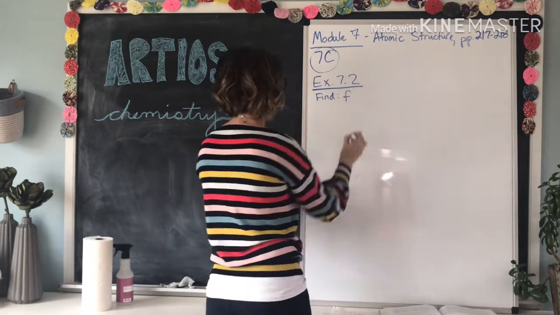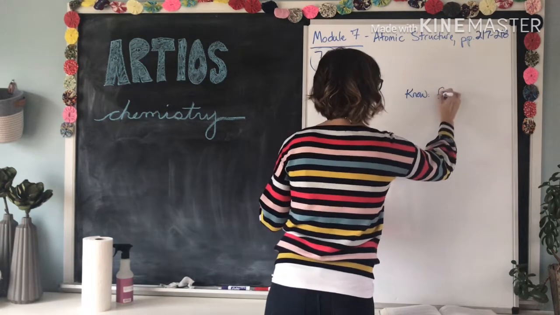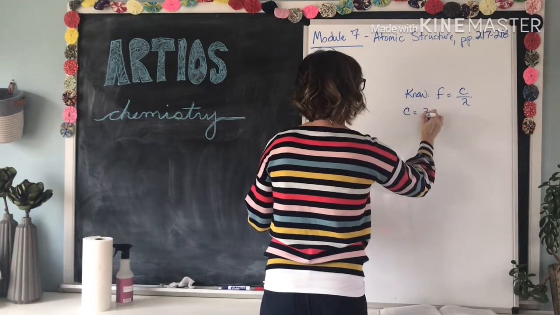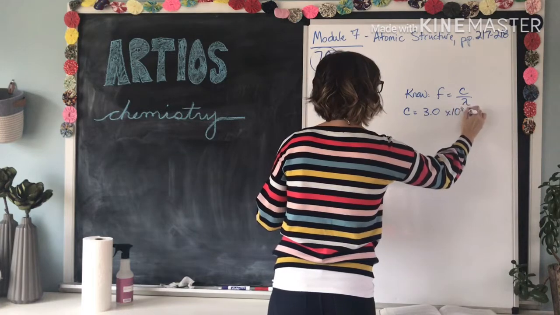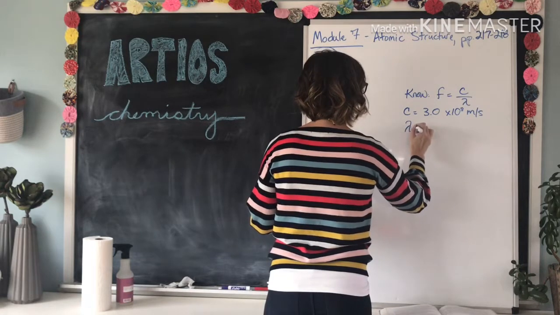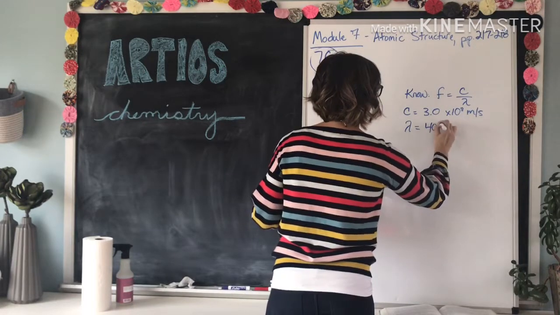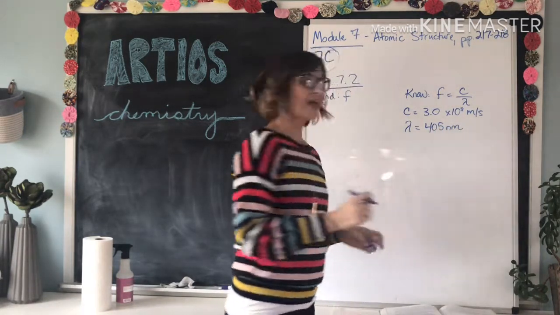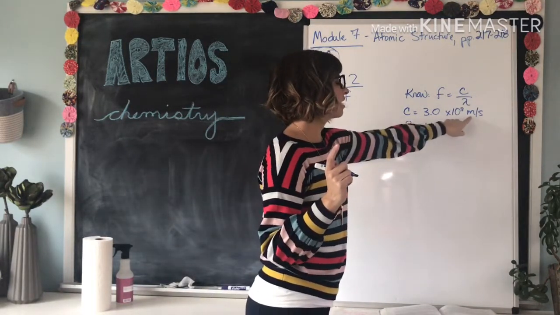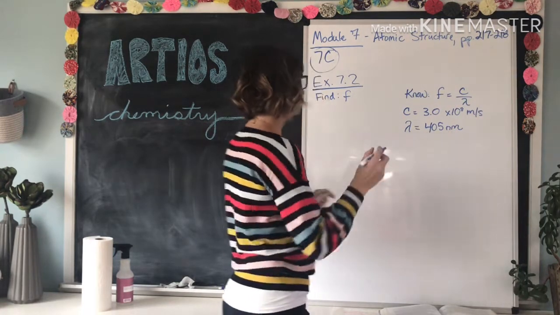Okay, so in example 7.2, we are looking to find frequency, and what we know is that frequency equals C over lambda. C is 3.0 times 10 to the 8th meters per second. That's the speed of light. Lambda equals, tells us in the problem, 405 nanometers. Okay, so I just have to divide them. However, I do see one little issue. I see that my units are not going to measure up. So I am going to convert nanometers into meters. So I'm going to start with that.